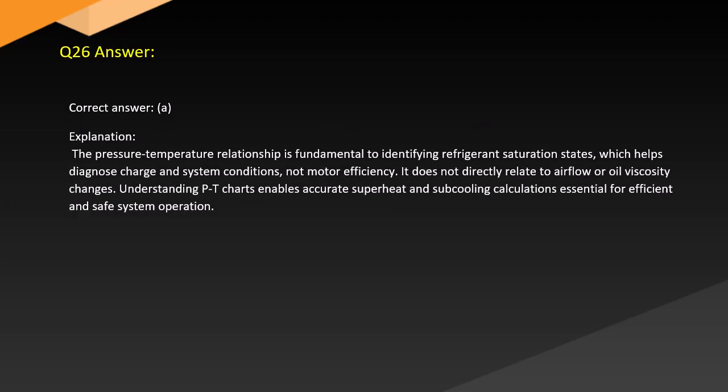Answer. Correct answer: A. Explanation. The pressure-temperature relationship is fundamental to identifying refrigerant saturation states, which helps diagnose charge and system conditions, not motor efficiency. It does not directly relate to airflow or oil viscosity changes. Understanding PT charts enables accurate superheat and subcooling calculations essential for efficient and safe system operation.